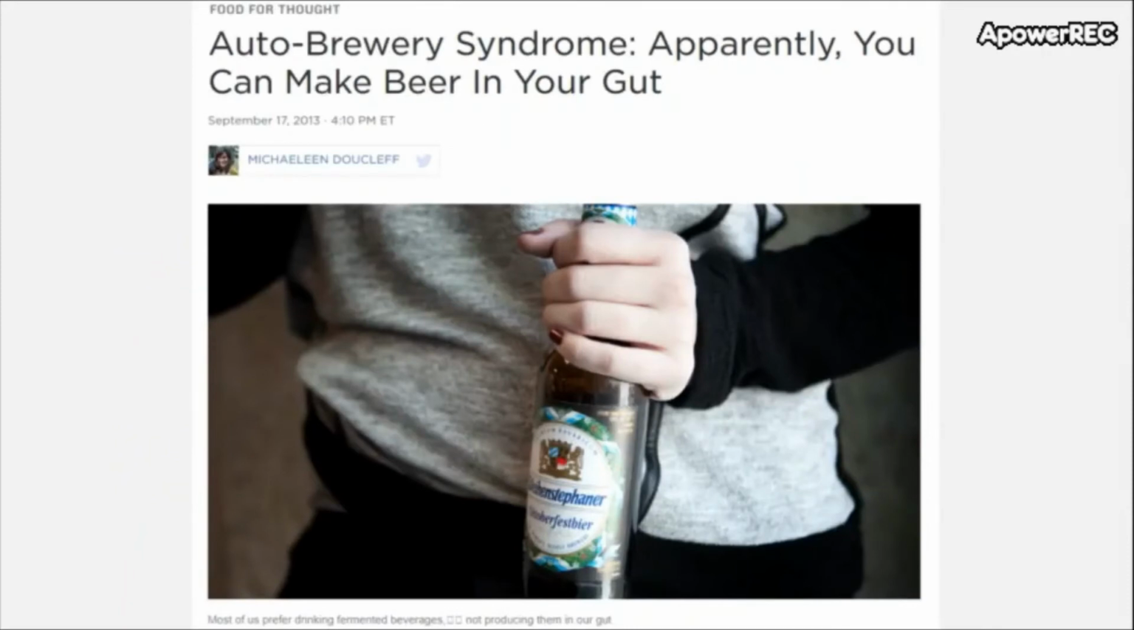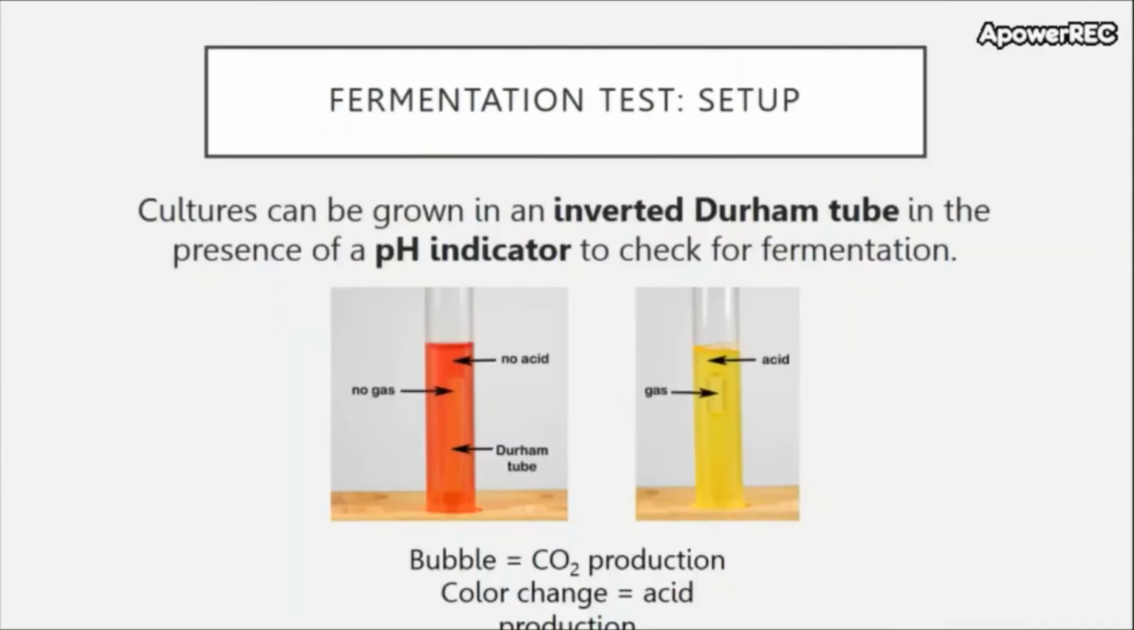In fact, if you watch the news, you'll see this come up quite a bit. It's called auto-brewery syndrome, where there's an imbalance in the gut microbiome and an overgrowth of yeast, which leads to an overproduction of ethanol and can cause people to endogenously produce ethanol and get intoxicated. So you see issues with people getting into car accidents and things like that, not due to consuming alcohol, but rather producing alcohol.